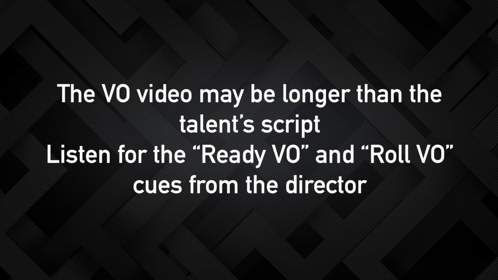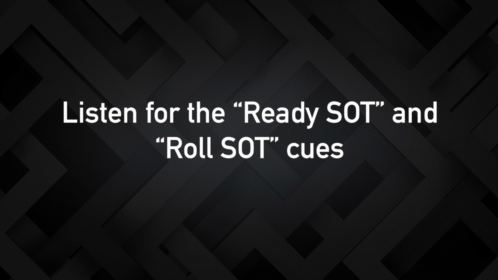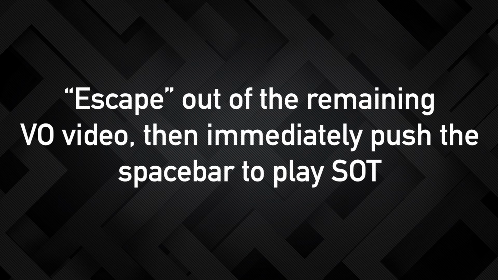The operator needs to listen for the ready VO and roll VO cues from the director. Then you'll listen for the ready SOT and roll SOT cues from the director. Once you hear the roll SOT cue, you will need to escape out of the remaining VO video and then immediately push the spacebar to play the SOT.